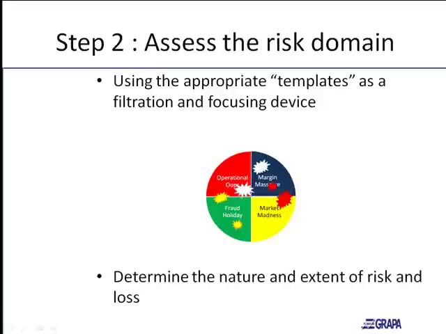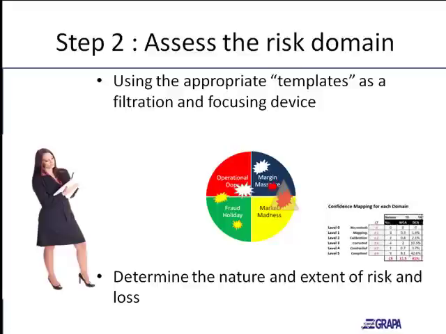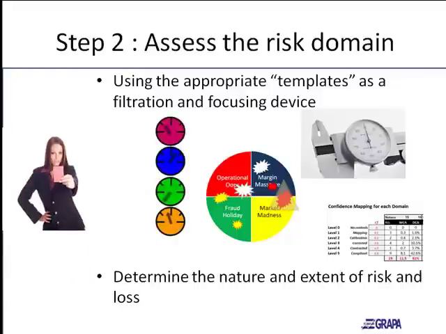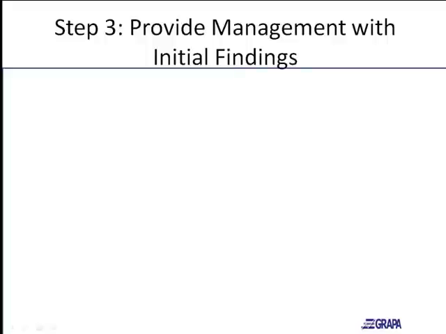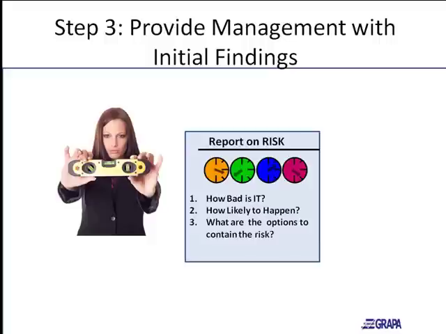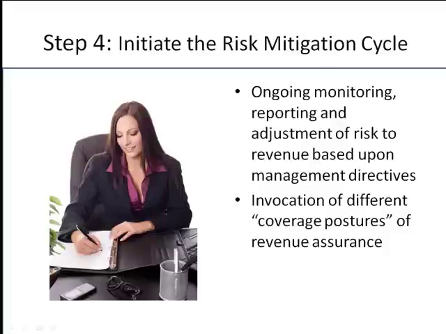After doing that initial mapping, the revenue assurance professional is able to use the risk template, align it with the problem, and use the tools and components to get a good fundamental understanding of what the problem is, where the risks are, and what it's going to take to put them under control. Once this initial analysis is done, the findings are reported to management in the form of a risk report, and based upon that information, management then decides whether or not they want to initiate the ongoing risk mitigation cycle.